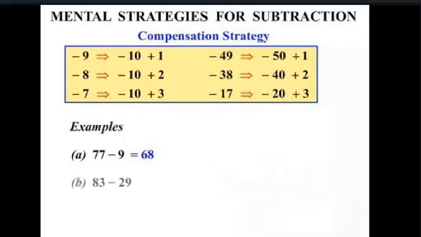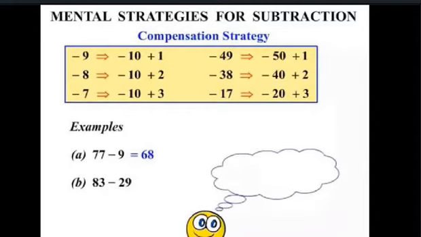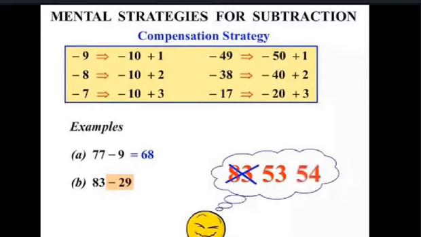What about 83 minus 29? Let's bring our thinking caps on. So we will start with 83. And 29 is pretty close to 30. So 83 take away 30 would give us 53. Right. And then we need to add 1. And we will get 54. Right. The next one.